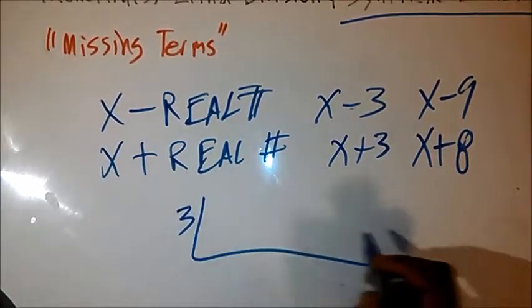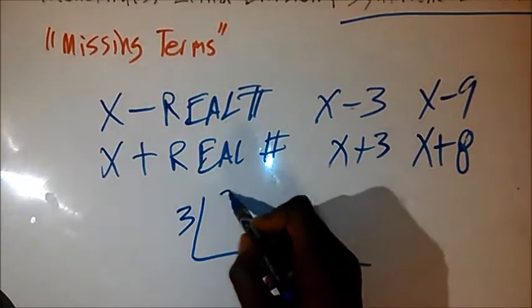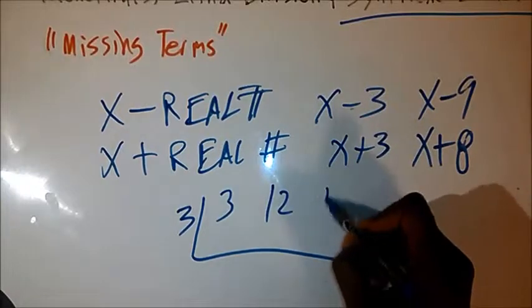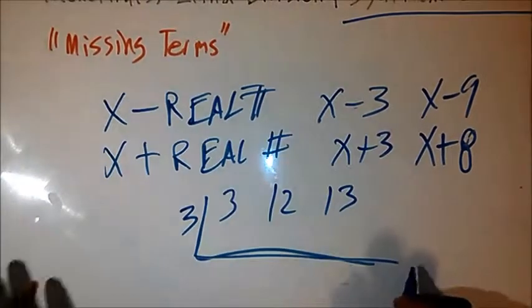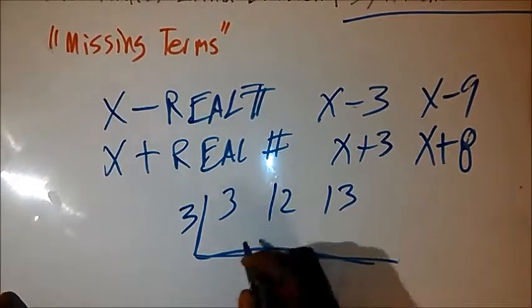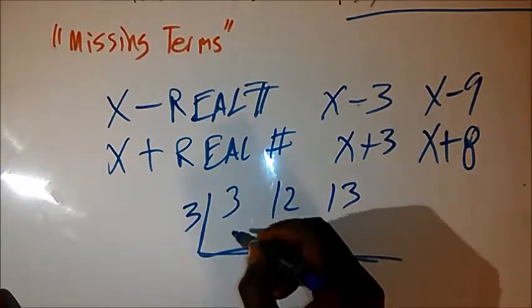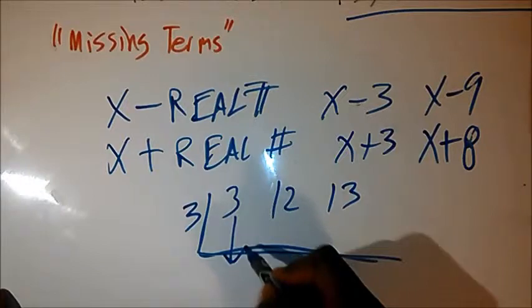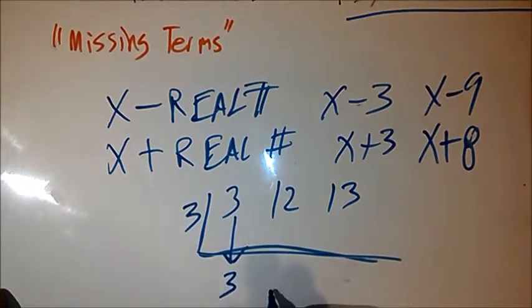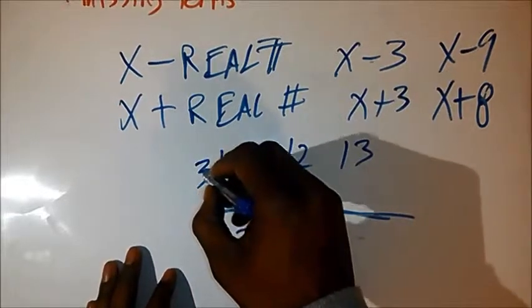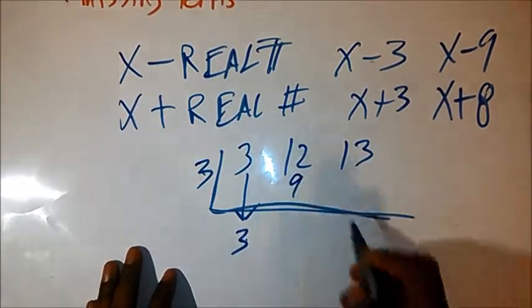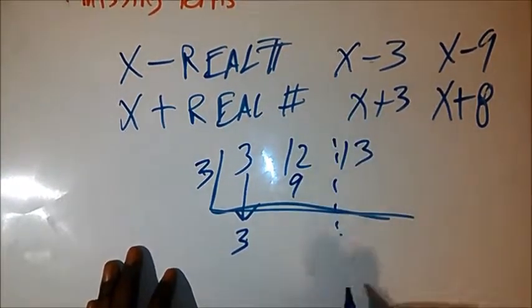You have the L-shaped thing, and you have something like 3, 12, 13. It looks like that. This L-shaped thing gives us a clue here. And what you're going to do is bring down the 3. After you bring in the 3, you multiply the 3 times this 3 here, right? 3 times 3 is 9. This is going to be the remainder.